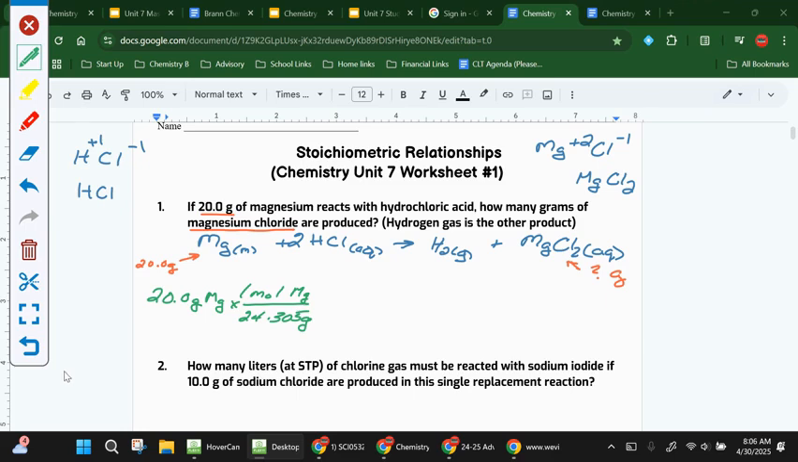24.305 grams, correct? Madison, can you wait until we're done with this and then go when I give you work time? Okay, thank you. Because I don't want you to miss this. In a minute, you'll have work time. You can go then. All right.